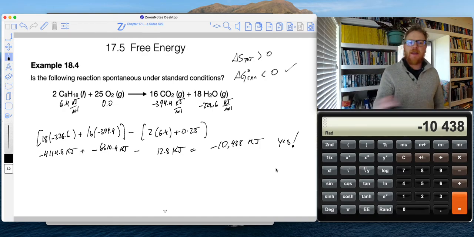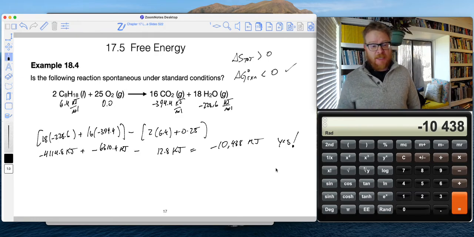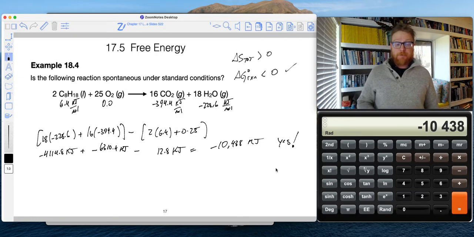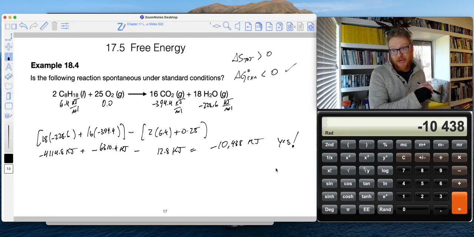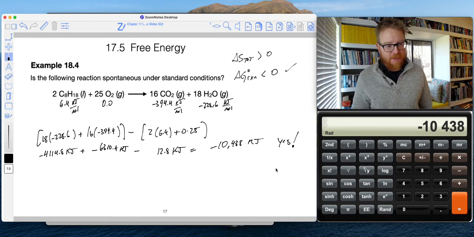But also, again, we could have rationalized this conceptually just by knowing this is a combustion reaction, and it is exceedingly difficult to reverse a combustion reaction, meaning this is going to be spontaneous.